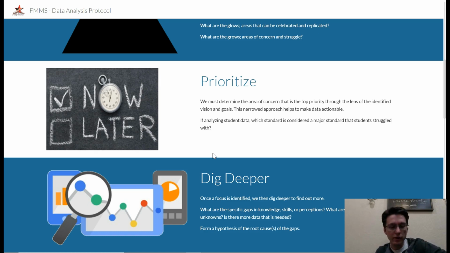I tried to make this generic, but really, I know oftentimes we are just going to be looking at student assessment data, and so it's also kind of geared towards that. So, what are the major standards that students struggle with, and that we really need to address?